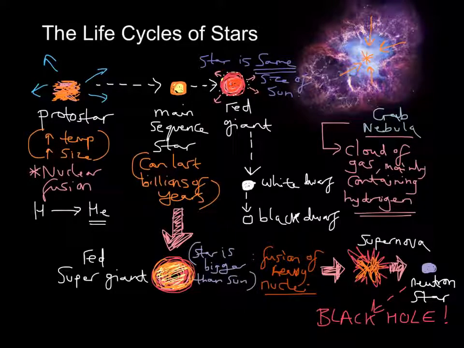We've talked about stars that are the same size or smaller than our sun. For stars that are bigger than the size of our sun, they form red supergiants. That's followed by a big explosion, the supernova, and from the remnants of that, you get either a neutron star or, if the core is so dense, a black hole will form.